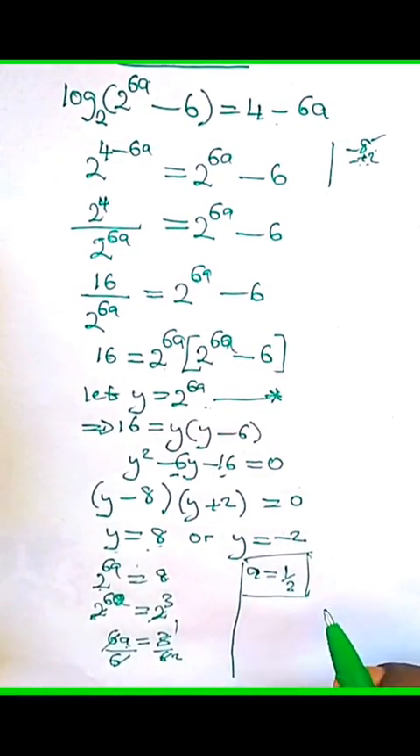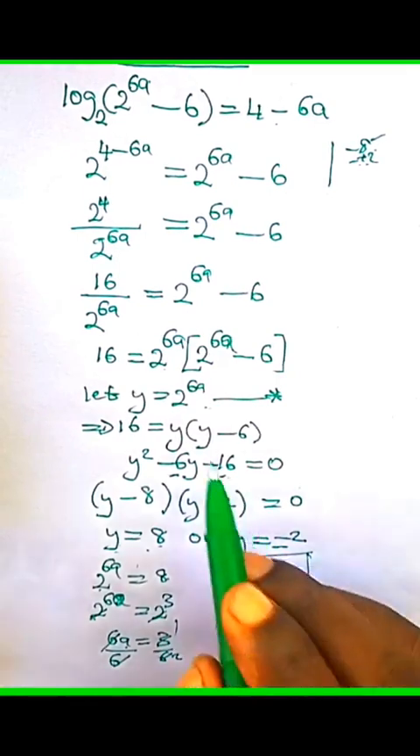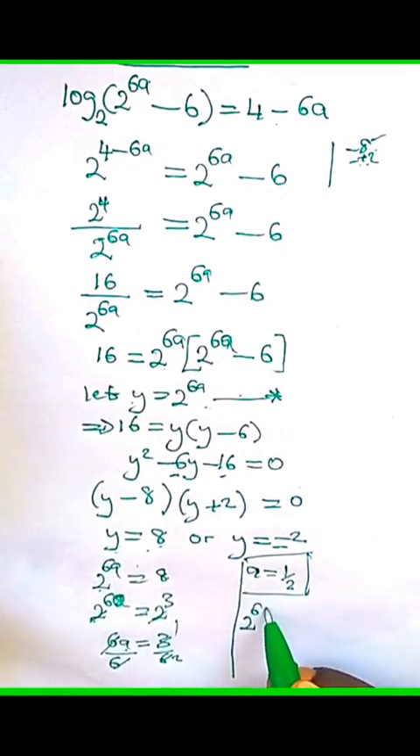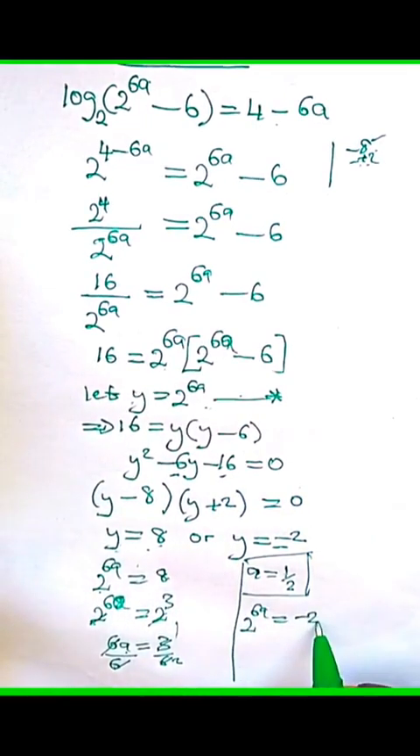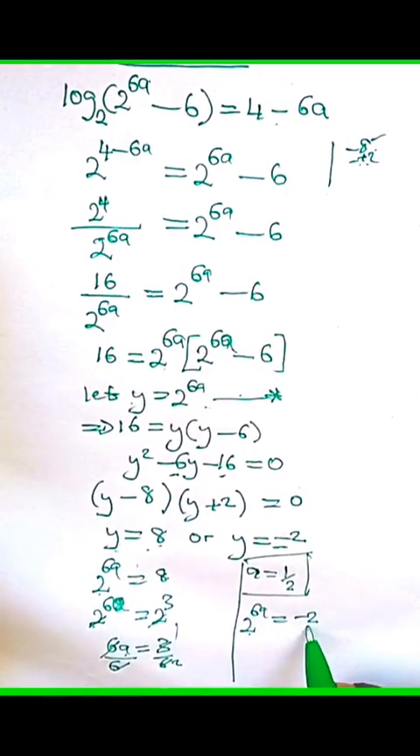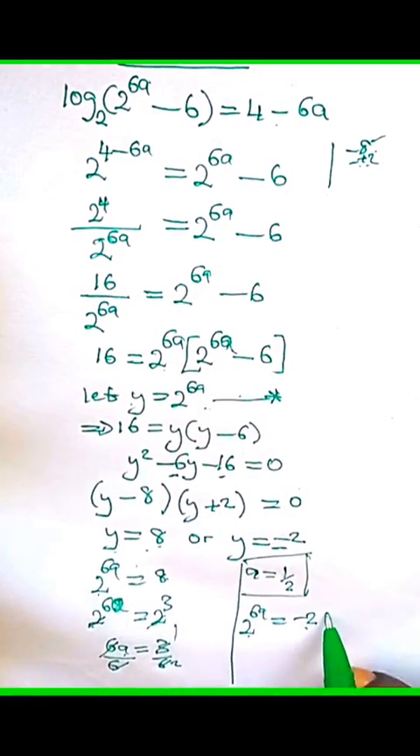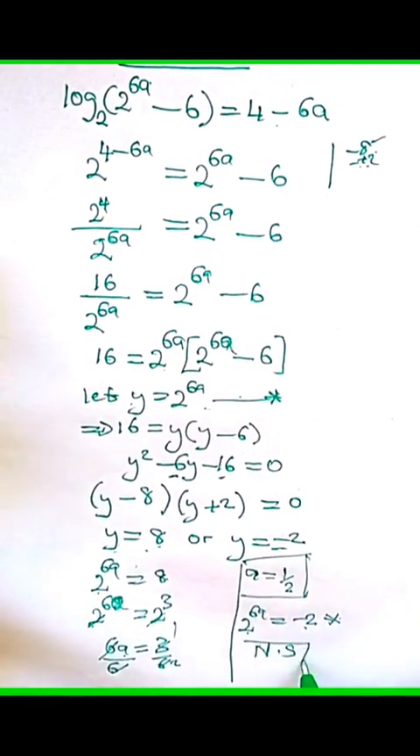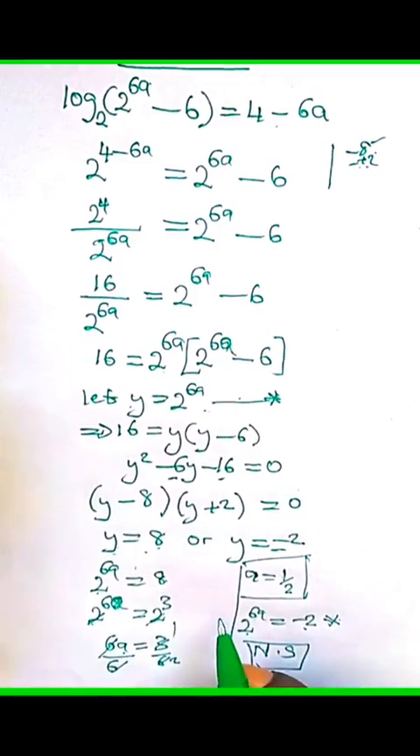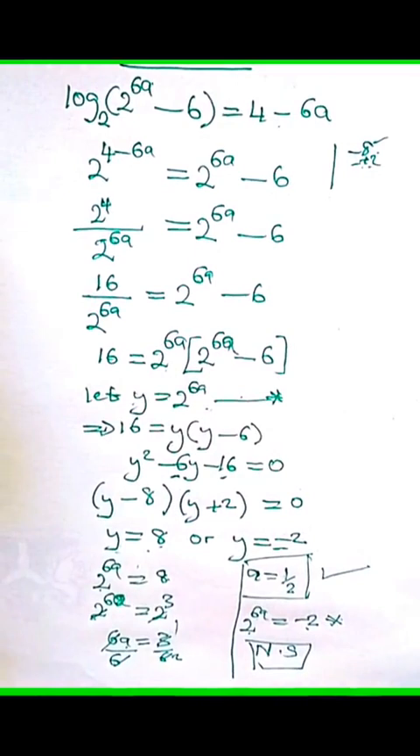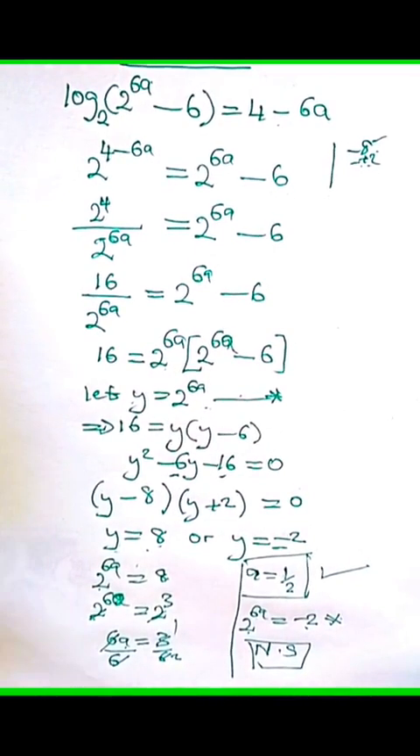That's the first result. Now when y equals minus 2, then this equation becomes 2 raised to the power 6a equals minus 2. There's no number to which 2 can be raised to give us a negative, which means this one is rejected. So no solution. So our answer is this, when y is equal to 8. And that's the final answer.